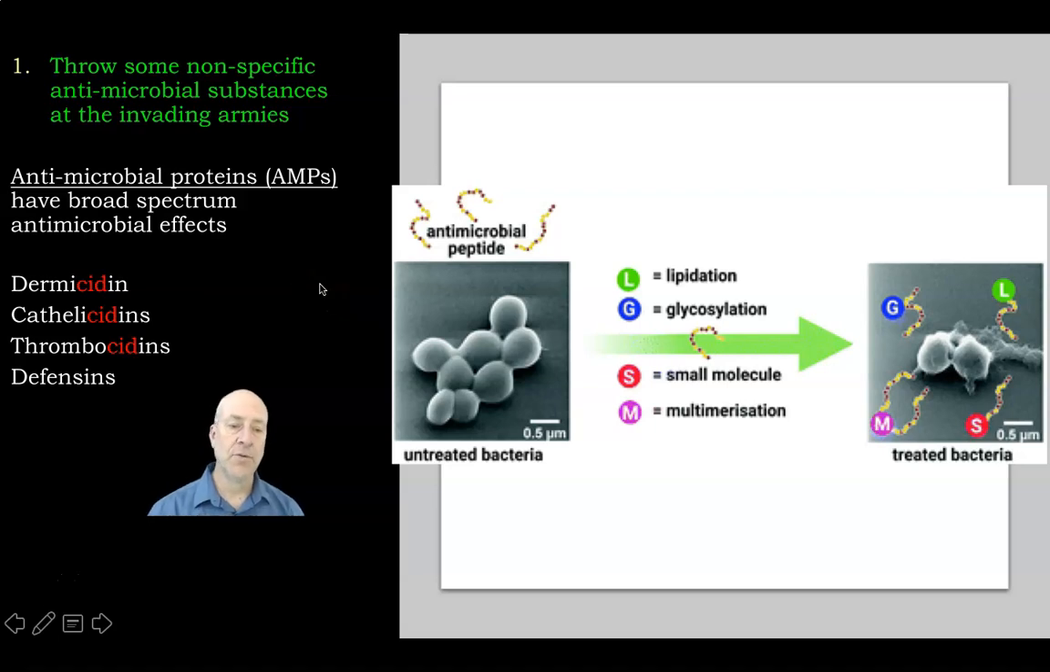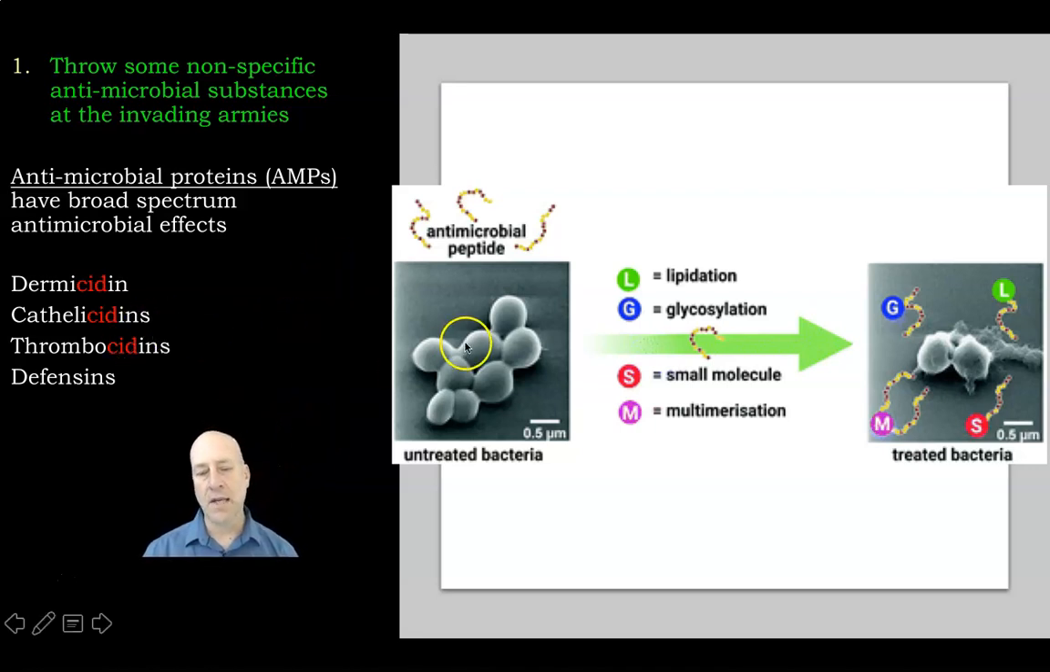And lastly, throw some AMPs, antimicrobial proteins, on them. Super broad spectrum, a bunch of things you can throw at them. They kill in different ways. I love this image because it shows the bacteria on the left treated with antimicrobials. See them just cringing up and dying on the right.